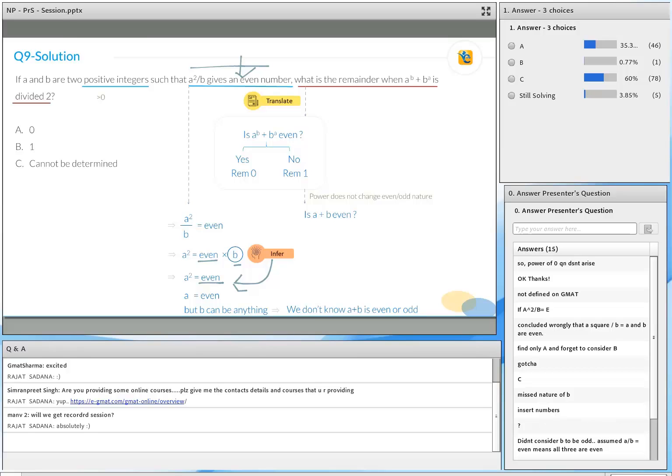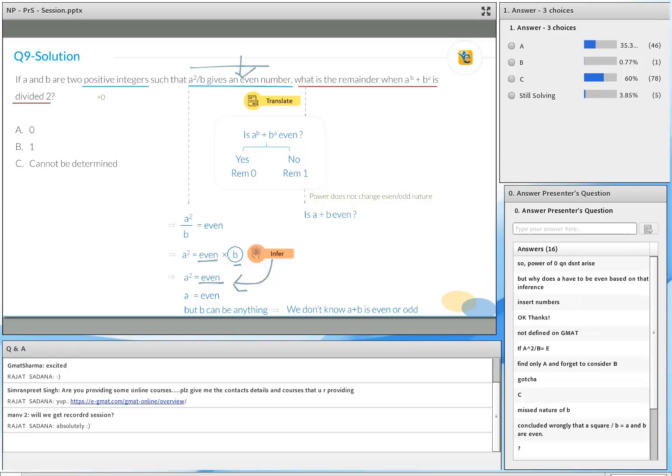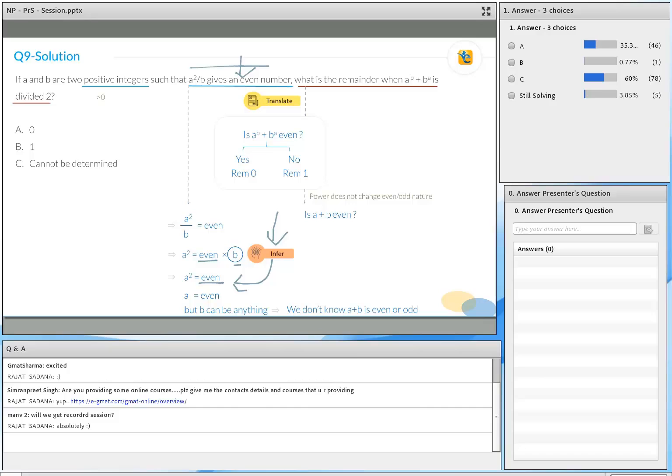Some of you concluded wrongly that A squared by B implies that A and B are even. So again, you drew an incorrect inference. So what is the process skill that you faltered at? If you had made this mistake while solving questions on your own, what is the process skill that you would have written as the place where you faltered? Which process skill did you falter at? Inference, absolutely right.